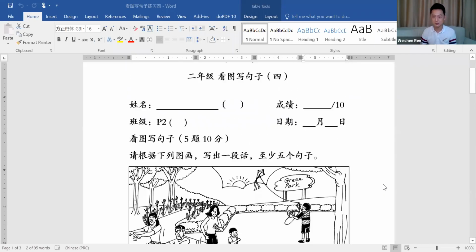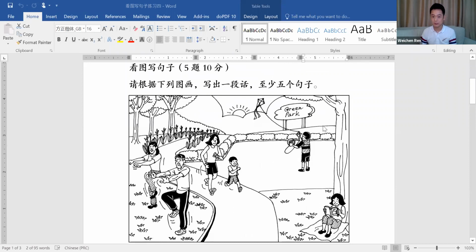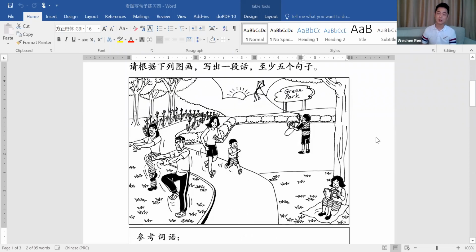The last component of our Chinese lesson is about writing, which is the most challenging part of our learning next year. This is the writing exercise. You will be given a picture, and based on the picture, you must be able to write a paragraph. In primary 1, we only require the students to write 5 separated sentences, individual sentences.